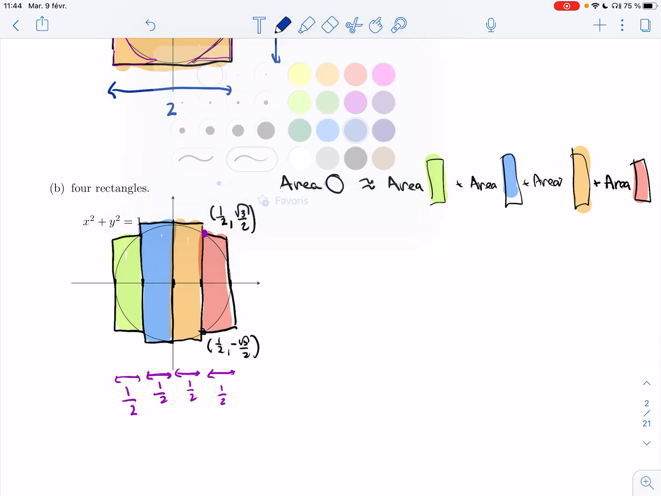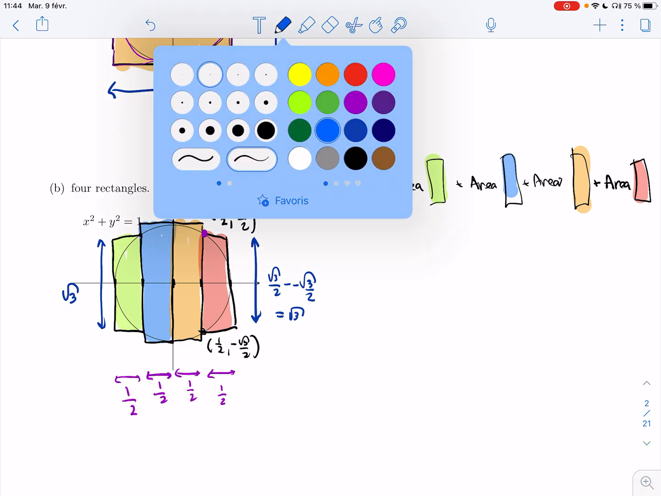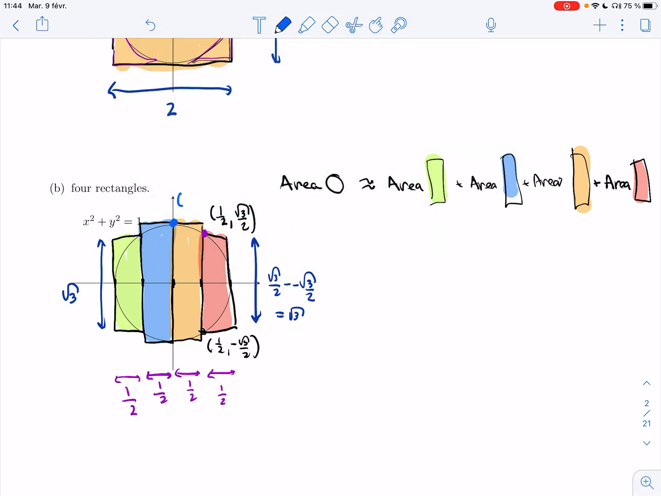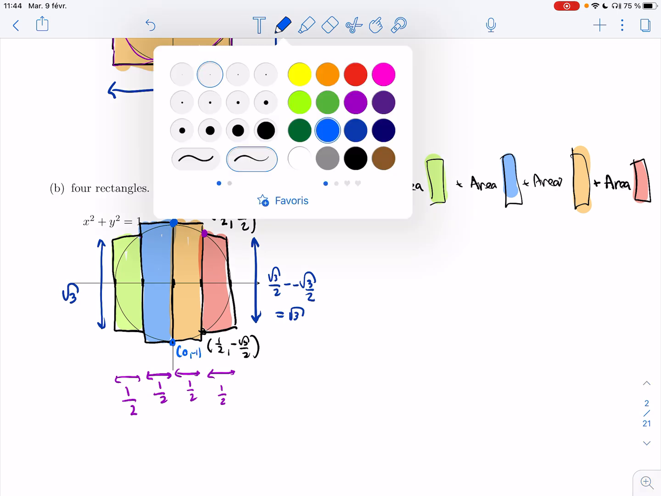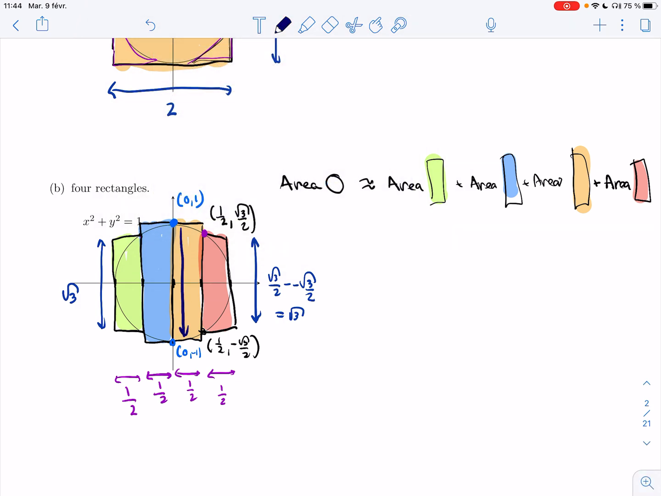And so what I'm getting here is that this height is root 3 on 2 minus minus root 3 on 2. So really I'm getting root 3. Same thing on this side, I'm getting root 3. And then the middle is going all the way to this point, which is 0, 1, down to 0, minus 1. And so this height here is 2 again. All right, so let's write this all down.